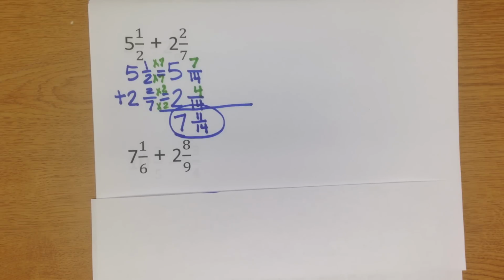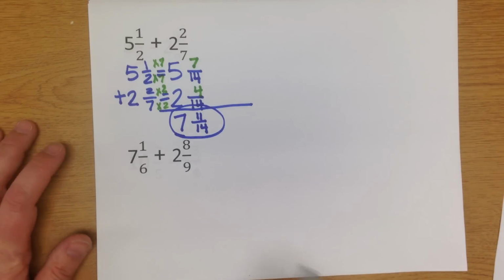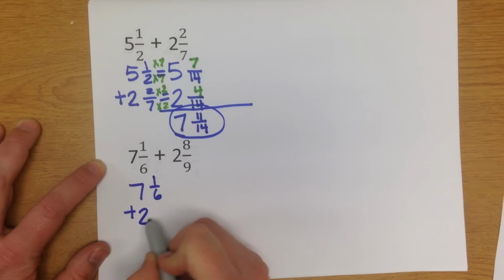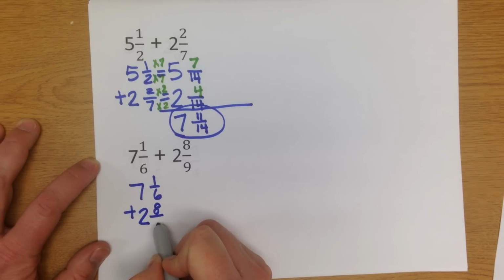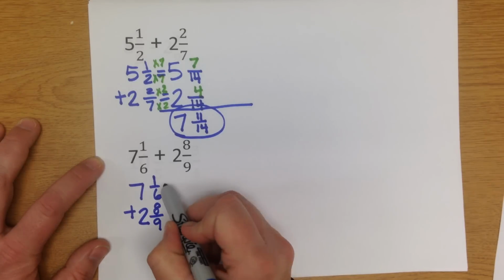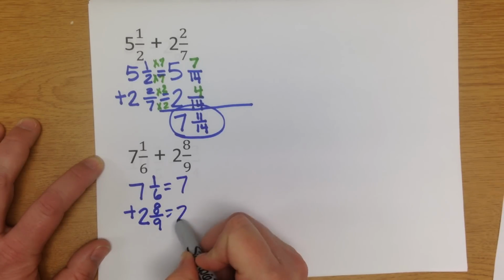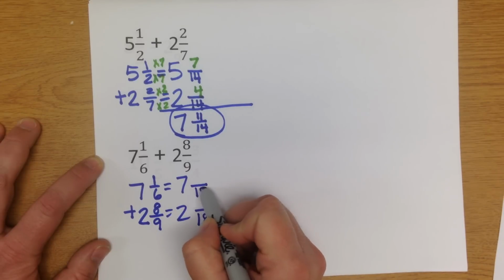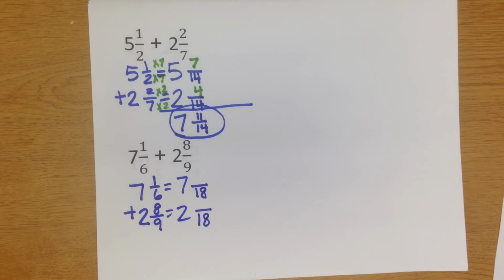Take a look at the second problem. 7 1/6 plus 2 8/9. Once again, I rewrite my problem so that I have room to find my equivalent mixed numbers. 7 1/6 plus 2 8/9. I'm going to rewrite my whole numbers, find my common denominator, which the least common denominator in this case is 18. And then I'm going to rewrite my equivalent mixed numbers.